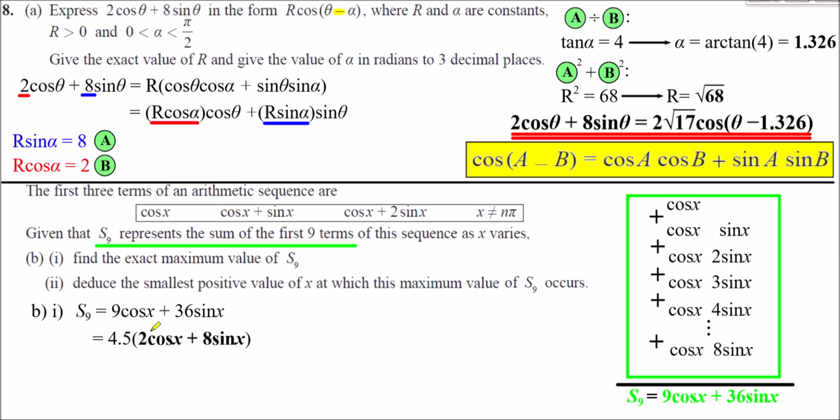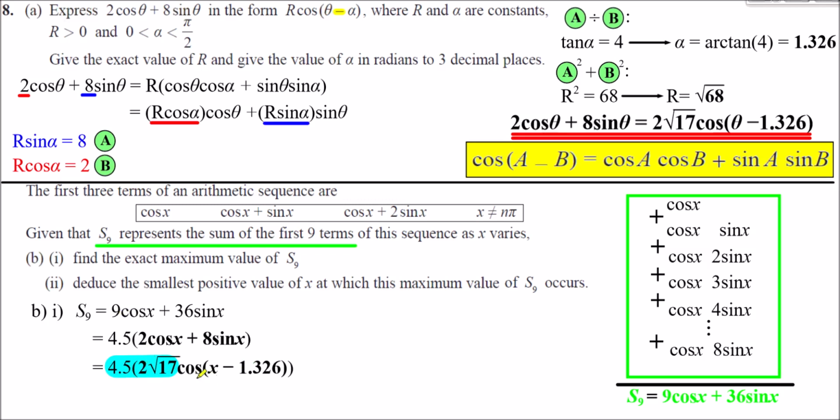So my next line, if I just replace 2 cosine plus 8 sine with this here, I can then more easily think about what the actual maximum value of S subscript 9 would be. So it's 4.5 times 2 times root 17. So this bit here is 9 root 17 multiplied by cosine of something. So cosine varies. These numbers here, of course, do not. That's fixed at 9 root 17.